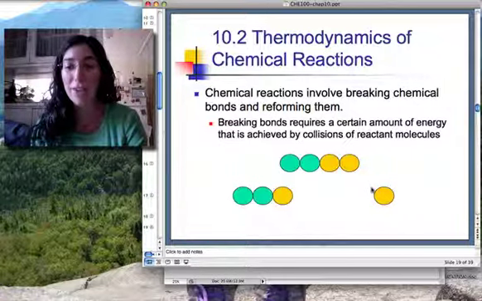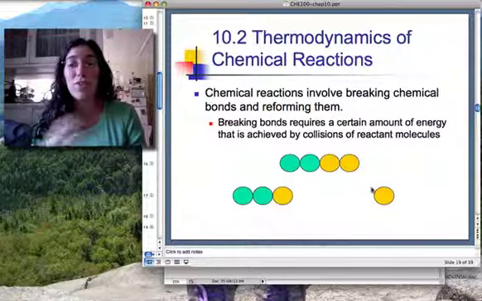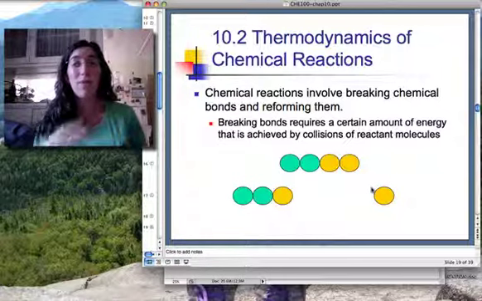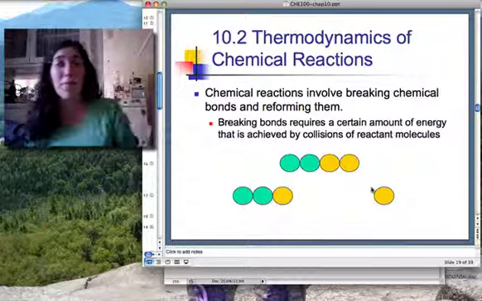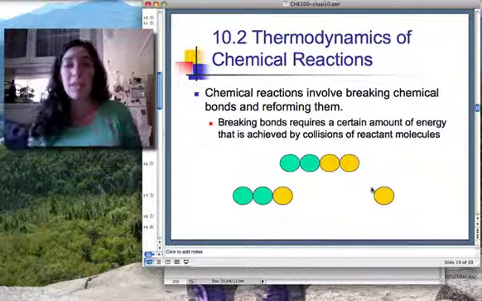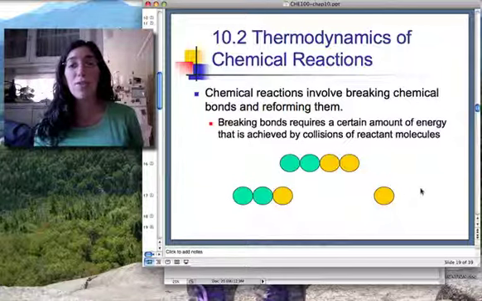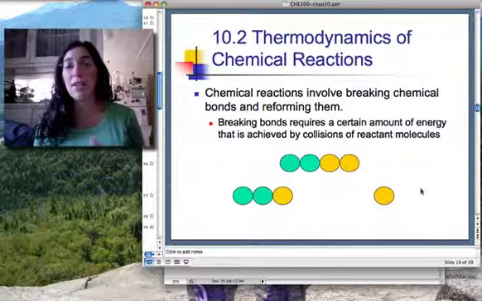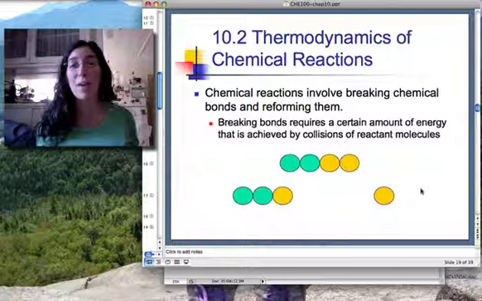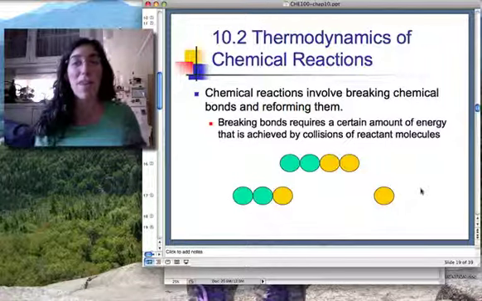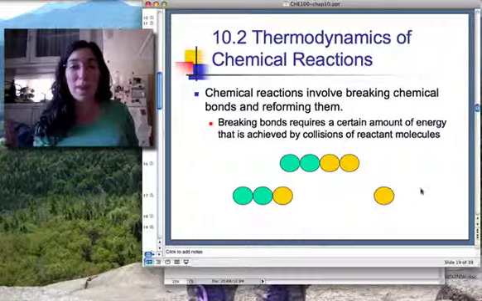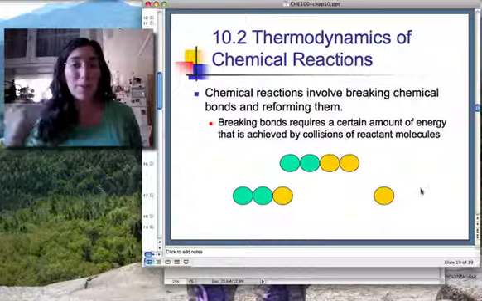So chemical reactions require energy. When you do a chemical reaction, you are either breaking bonds or forming bonds, and either way, you're manipulating energy. The theory is that chemical reactions usually occur by having molecules crash into each other, and the energy caused by that crash fuels the reaction.